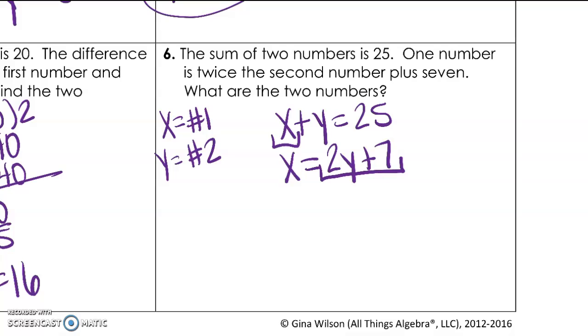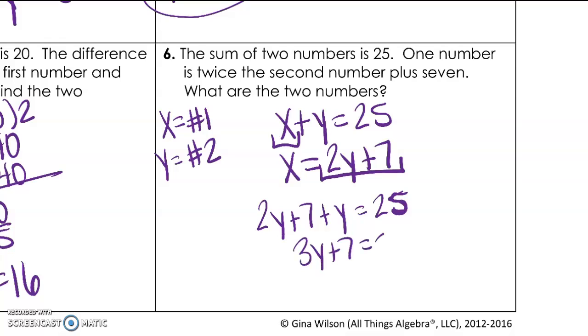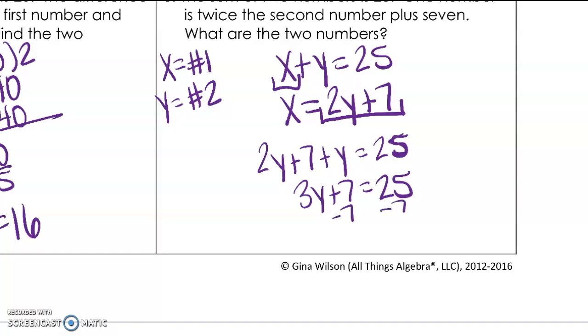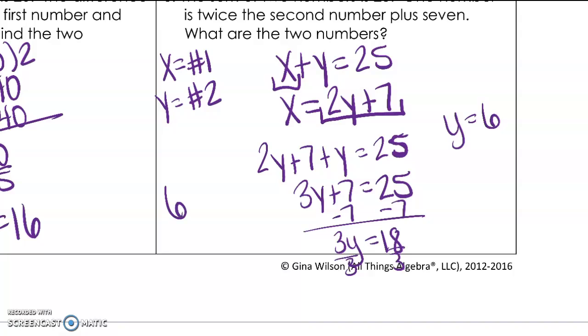So if I do substitution, I would get 2y plus 7 plus y is equal to 25. So 3y plus 7 is equal to 25. Again, if you are comfortable combining like terms and moving your plain term over at the same time, you can do that. 3y equals 18. So we divide and we get y equals 6. So we know they have to add to 25, so 6 and 19 would be your final answer for that one.